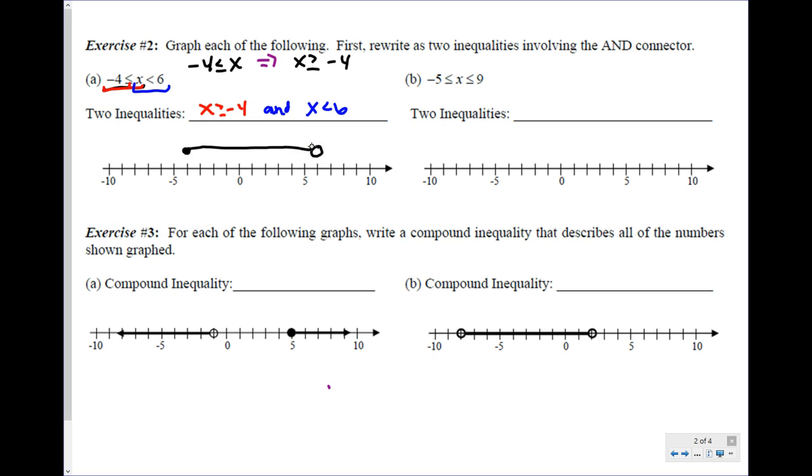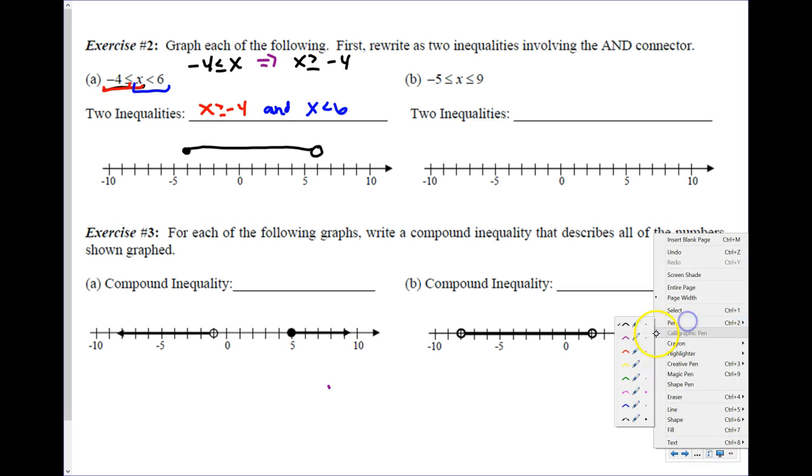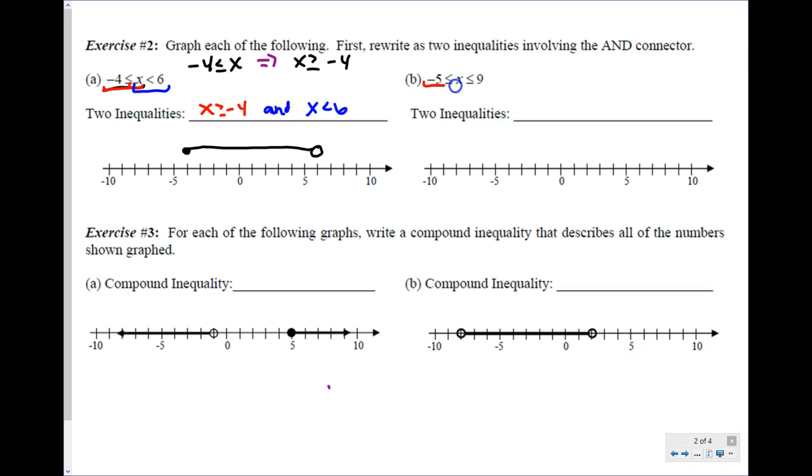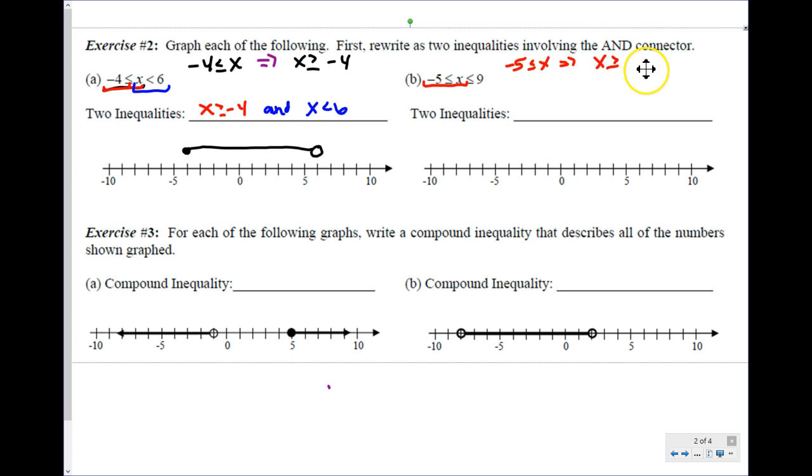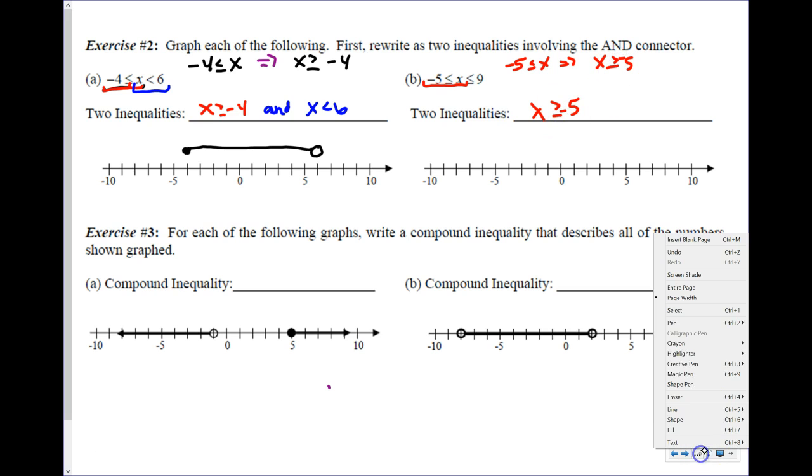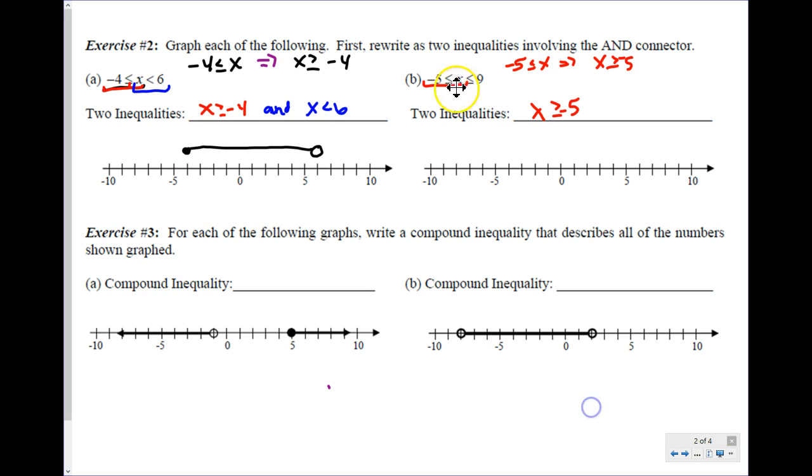Okay? Letter B, same thing. We're going to split the two inequalities. So my first one is this -5 is less than or equal to x, but I need to convert that by switching the x and the -5 and flipping the inequality sign. Oops, I'm sorry, that should say x is greater than -5. So the first one is x is greater than or equal to -5, and x is less than or equal to 9.